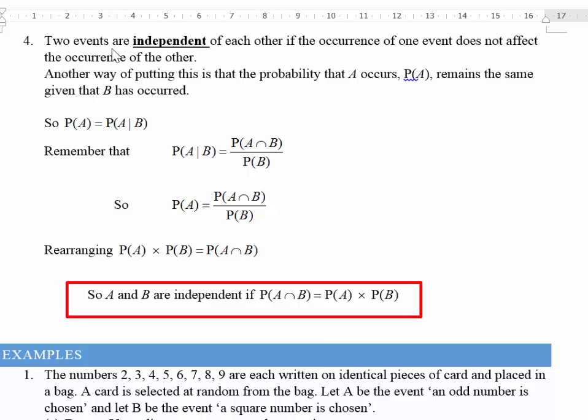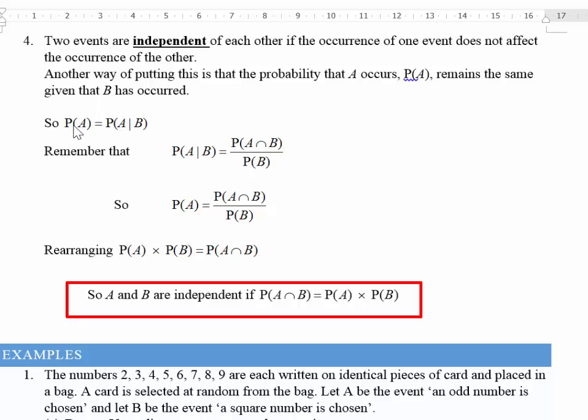Welcome to Laws of Probability Part 2, and the last thing we need to be looking at is if two events are independent. What we were looking at before was mutually exclusive, and now we're going to have a look at if the events are independent of each other, if the occurrence of one event does not affect the occurrence of the other. Another way of putting this is that the probability that A occurs, probability of A, remains the same given that B has occurred.